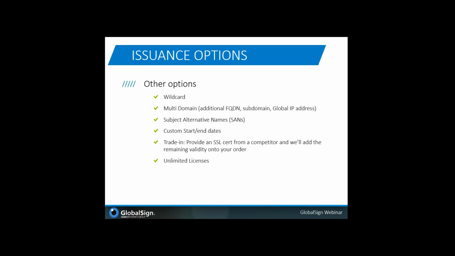When you're ordering a certificate, we provide you a wide variety of options. You can request wildcard certificates, multi-domain certificates, which will have additional fully qualified domain names. Maybe it's a subdomain of what's in the common name of the certificate. You can put in an IP address. In the subject alt names, you can have a long list of subject alt names. You can set custom start and end dates for your certificate if you like things to line up, certain expiration dates to line up with milestones within your company.